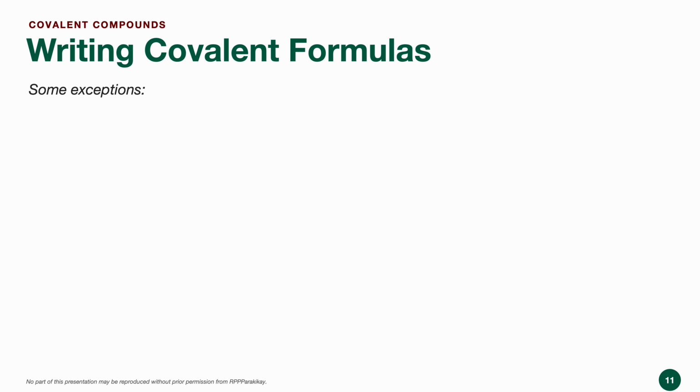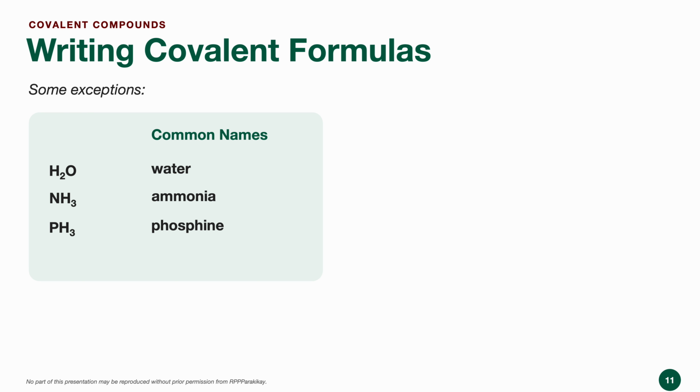Exceptions to the use of Greek prefixes are molecular compounds containing hydrogen. Traditionally, many of these compounds are called either by their common names or by names that do not specifically indicate the number of hydrogen atoms present. So for example, we can call H2O water, NH3 ammonia, PH3 phosphine.